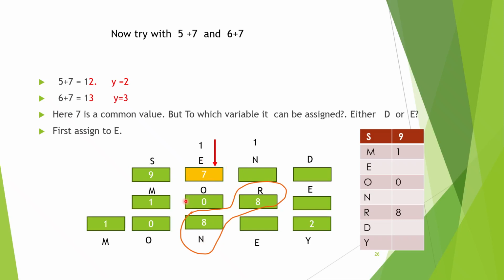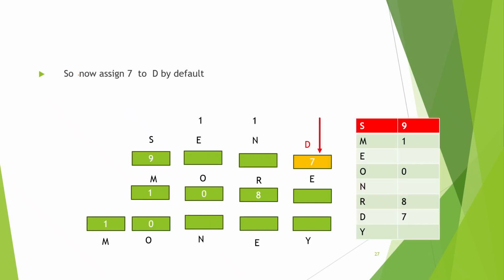So what's the alternative? Okay, assign 7 to the variable D. We cannot assign 7 to E, so assign 7 to D. So we are assigning the value 7 to D by default.